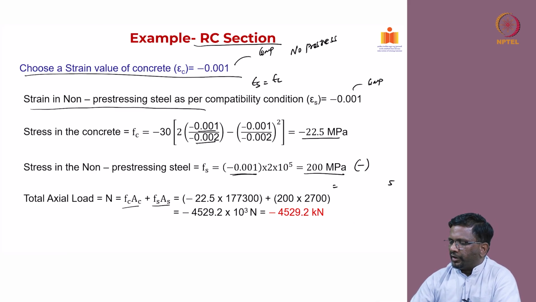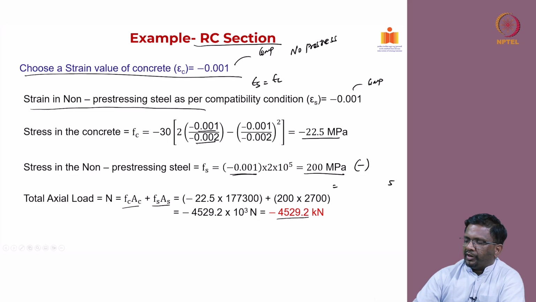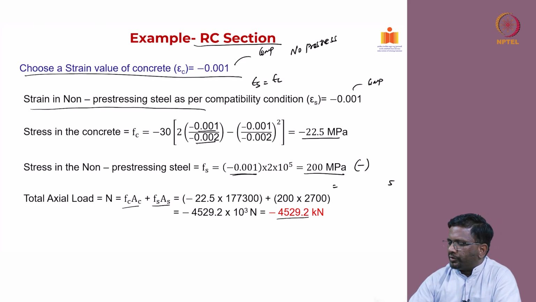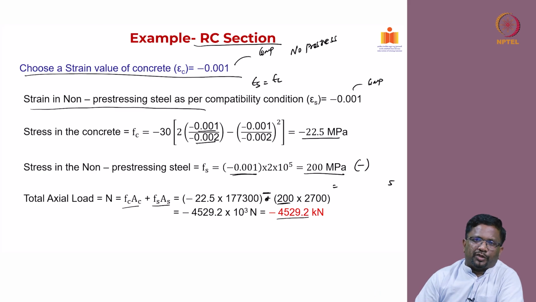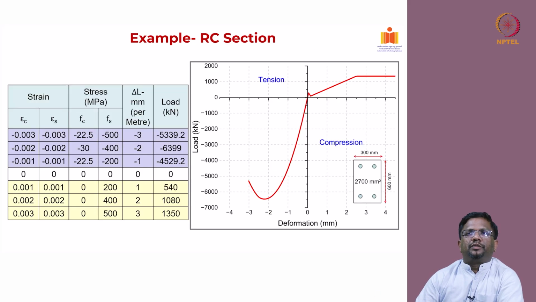So, this is basically equal to negative 22.5 into 177,300 plus this. You get, now you see here, this is the value, right. So, this is the total value of the load resistance that we are getting from the load. This also should be negative here, because this is in compression. So, everything is in compression. Both steel and concrete are in compression, and when you add it up you get this value, right.